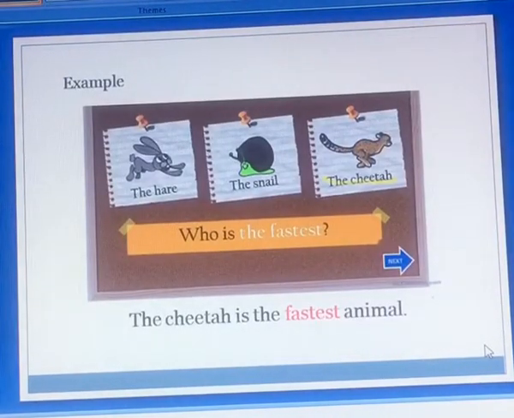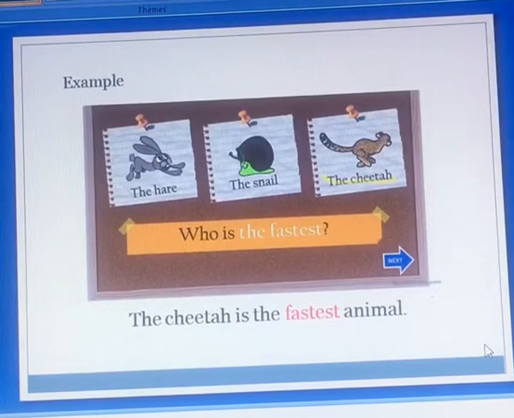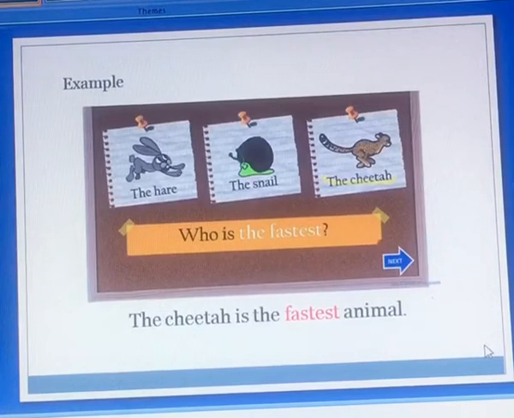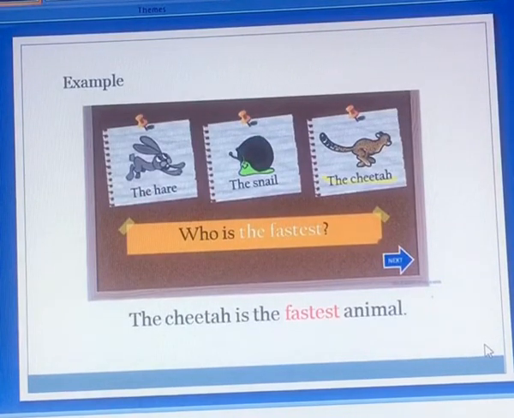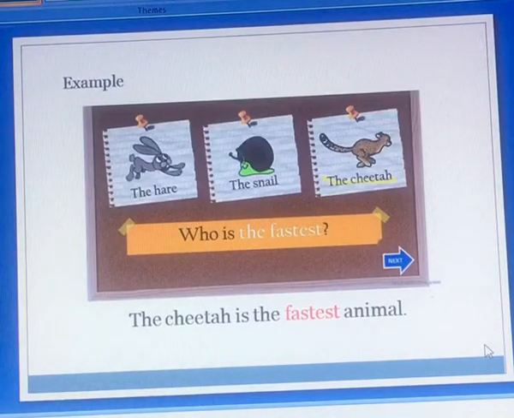For example, who is the fastest? The cheetah is the fastest animal. Fastest is a superlative adjective. It compares one animal in a group of animals and it is called the superlative adjective.